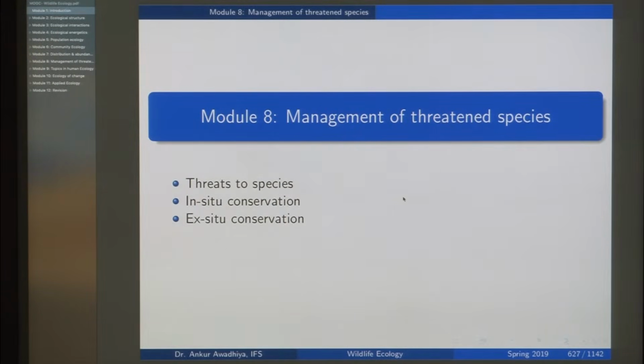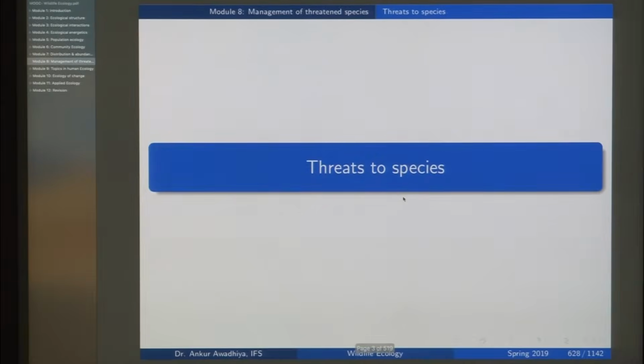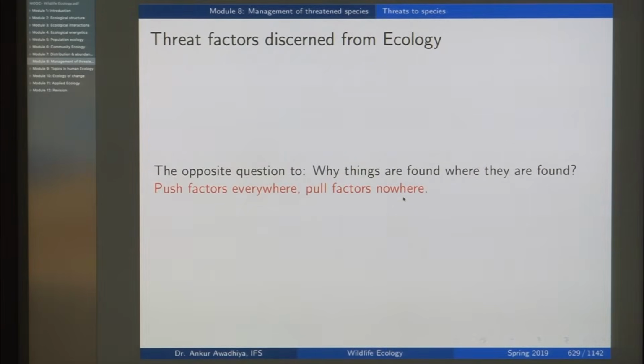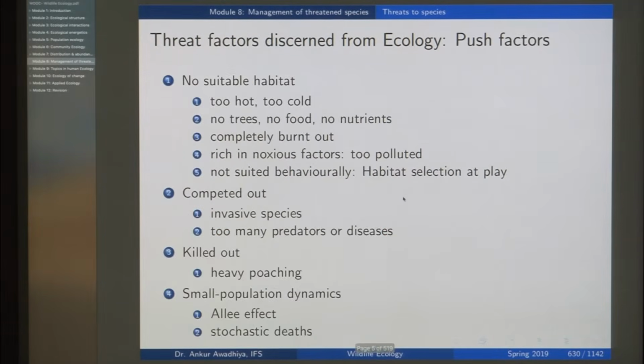So, the 8th module was management of threatened species, and this had threat to species, in situ conservation and ex situ conservation. Now, in threats of a species, the threat factors are the opposite question to why things are found where they are found. So, if you have push factors everywhere and you do not have a pull factor anywhere, it means that everywhere the organism is getting pushed from all sides, and it is not having a good favorable environment anywhere. So, that would be called a situation of a threat.